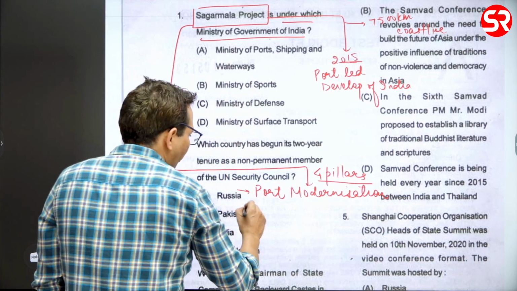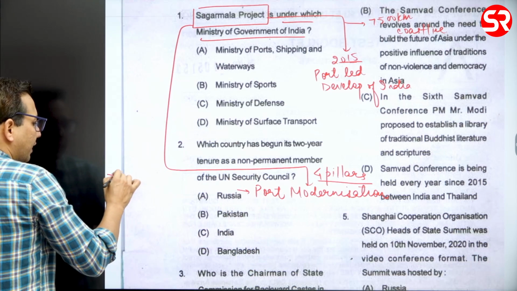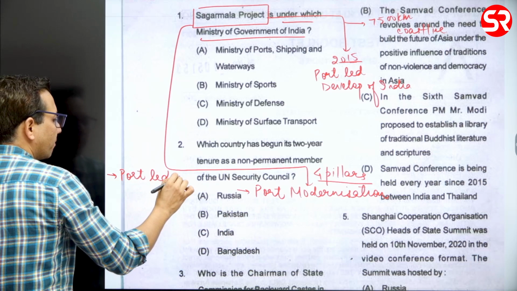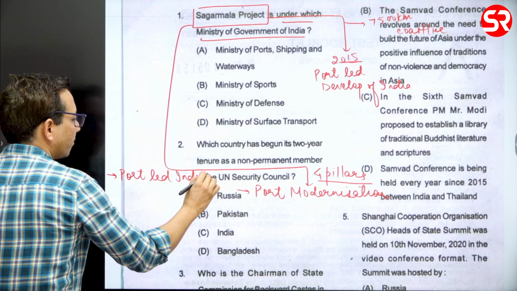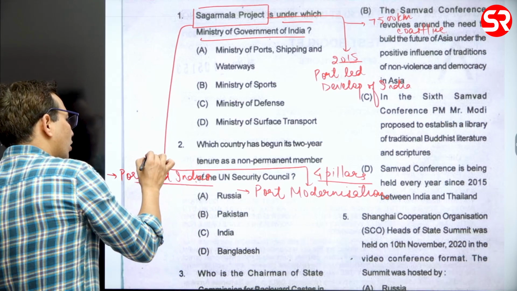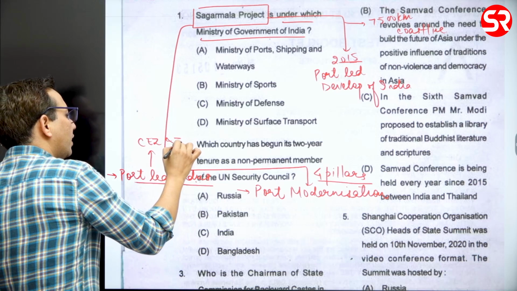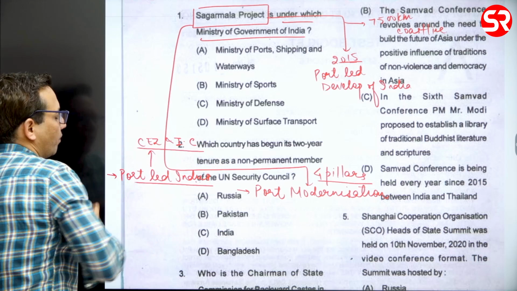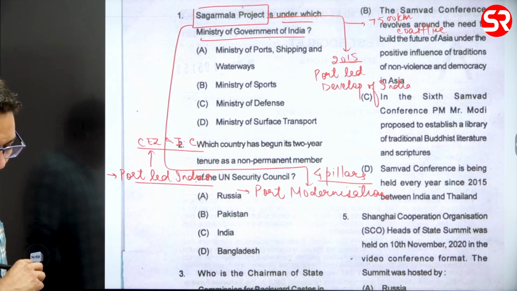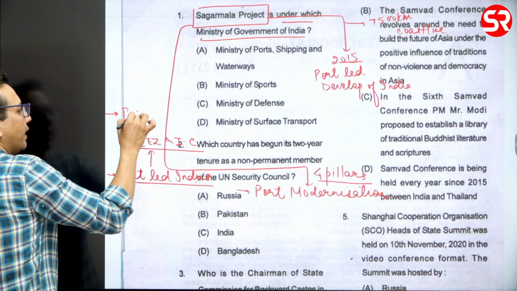Second is port-led industrialization. So in port-led industrialization, we'll be focusing on setting up of coastal economic zones and industrial clusters. Third is port connectivity enhancement.